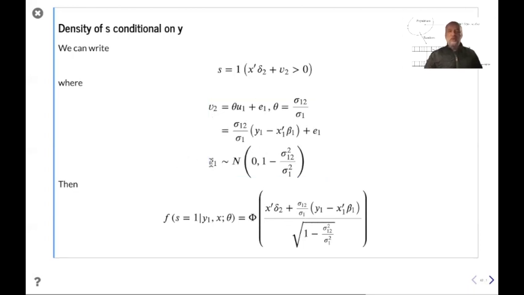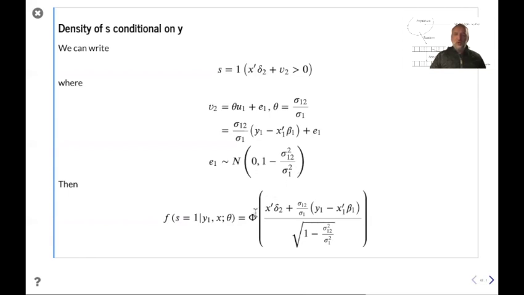Okay, so now we actually have something we can work with here. What do we have? We have the v2 expression, which now depends on y1 and x1, so we can substitute that right back into this equation. What you have is essentially x delta 2 plus this coefficient times y1 minus x beta. That's what you have here, right? And then we know that is normally distributed with this particular variance.